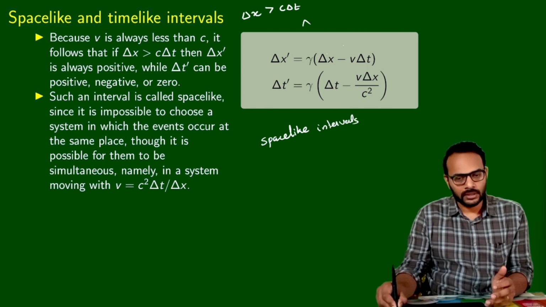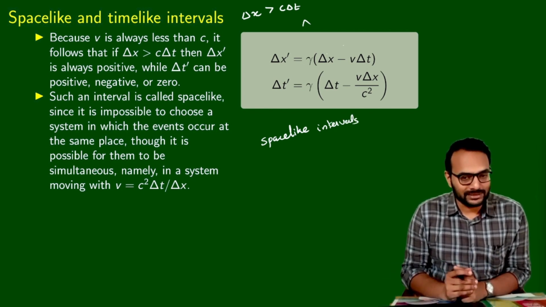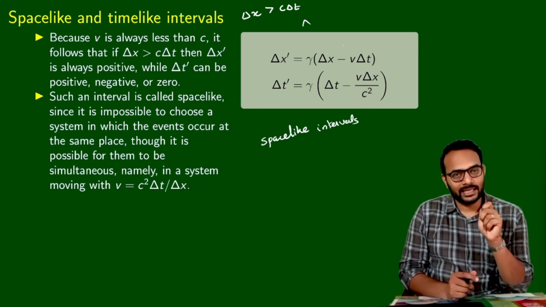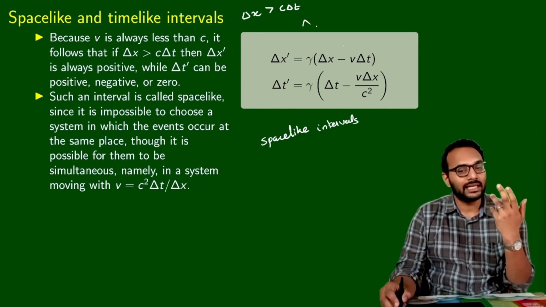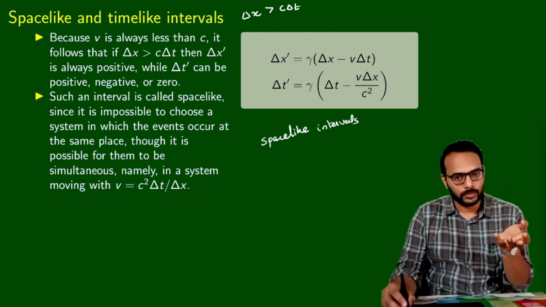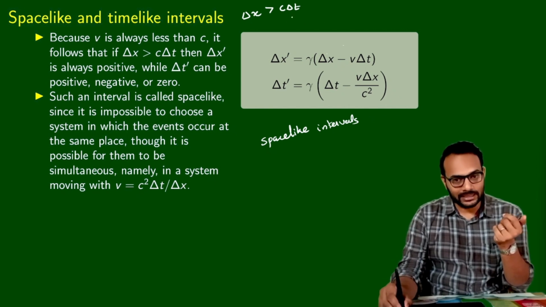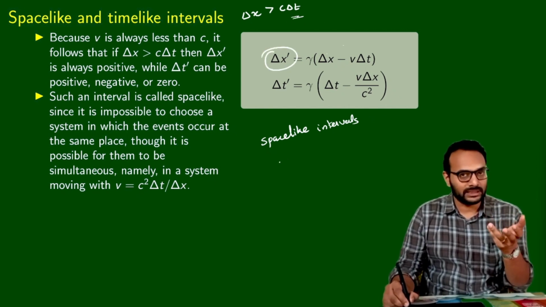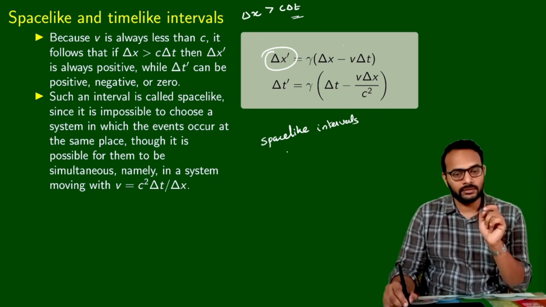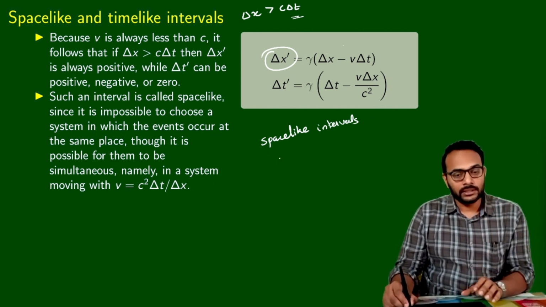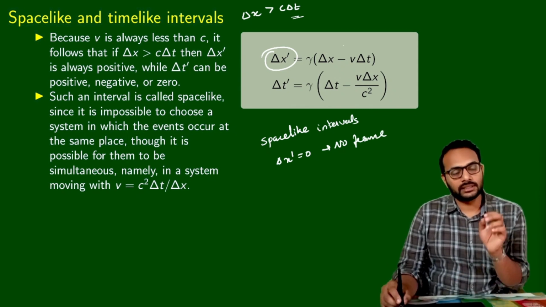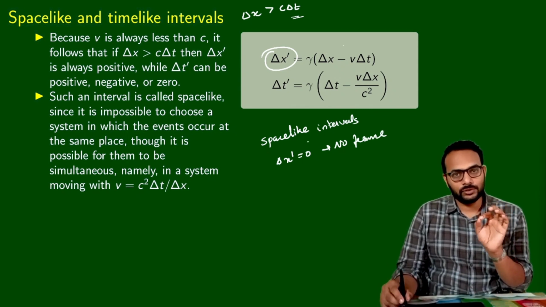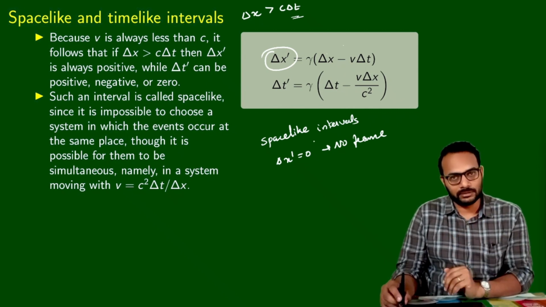The reason why we call such an interval a space-like interval is because if delta x is greater than c delta t, then you are not going to find an inertial frame in which delta x prime is equal to 0. If delta x is greater than c delta t, delta x prime is always positive. It cannot be 0, it cannot be negative, it has to be positive always. So there is no frame in which delta x prime is equal to 0. In other words, there is no inertial frame in which these two events take place at the same point in space.